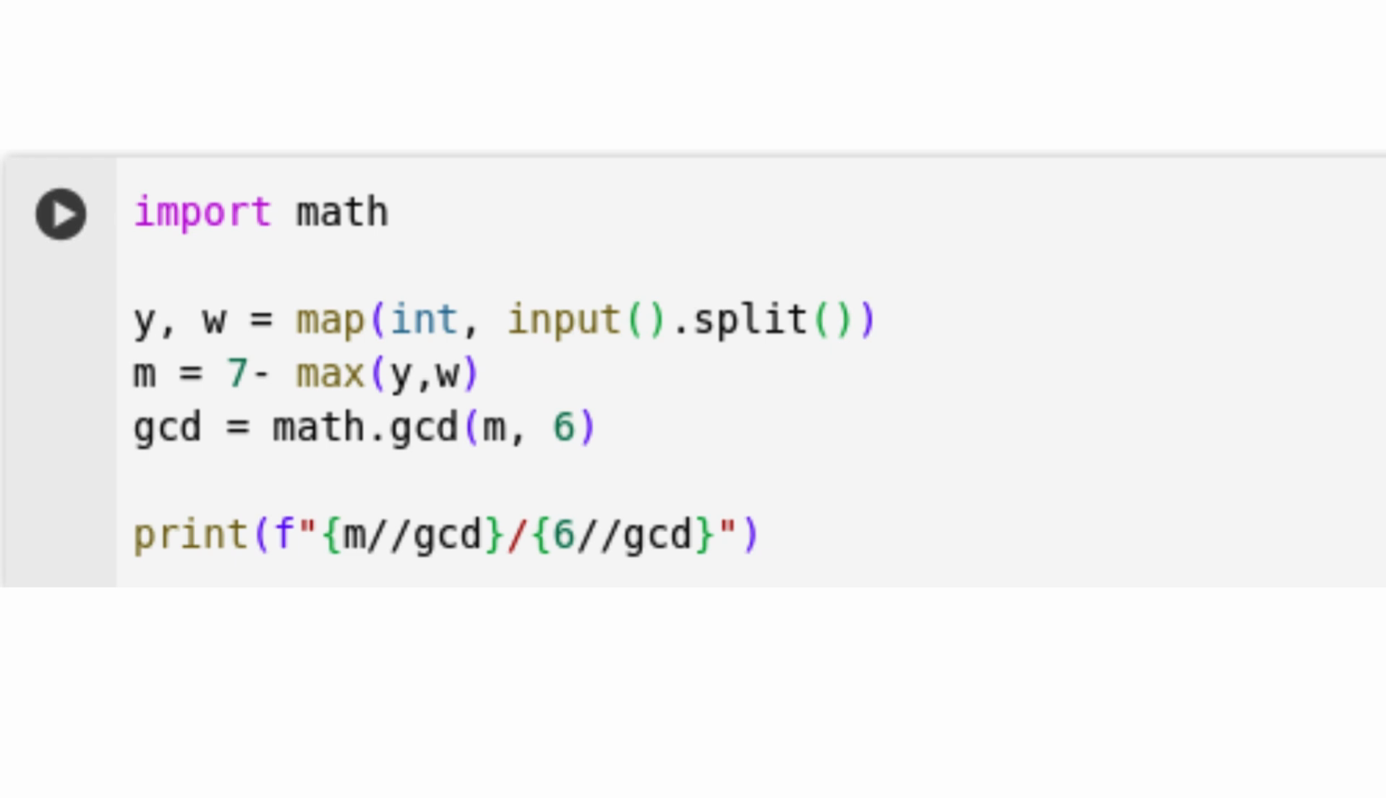3. 7 minus max(y, w) calculates the number of favorable outcomes. 4. The math.gcd function computes the greatest common divisor of the numerator and denominator. 5. Finally, we divide the numerator and denominator by their GCD to simplify the fraction.